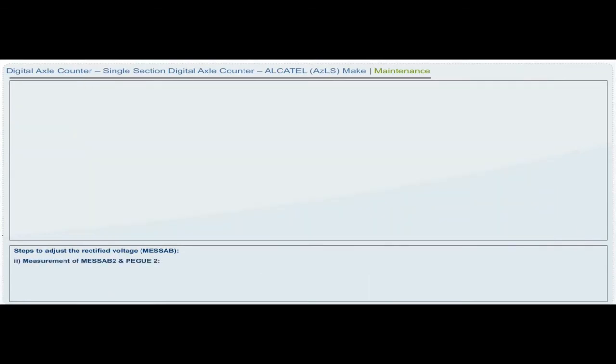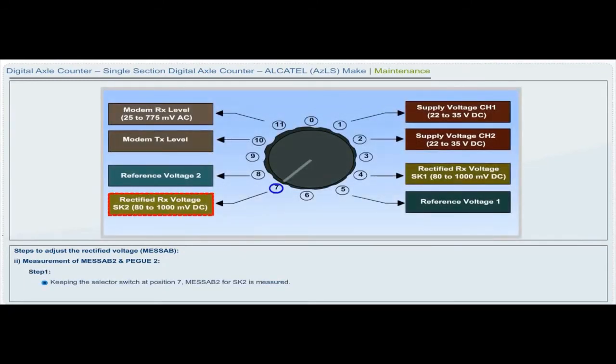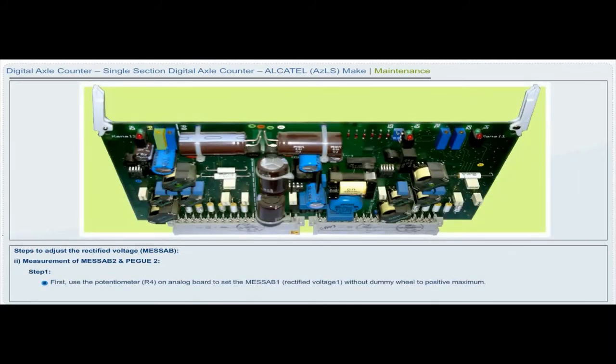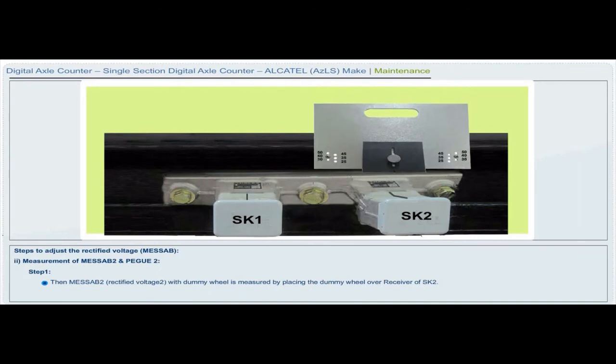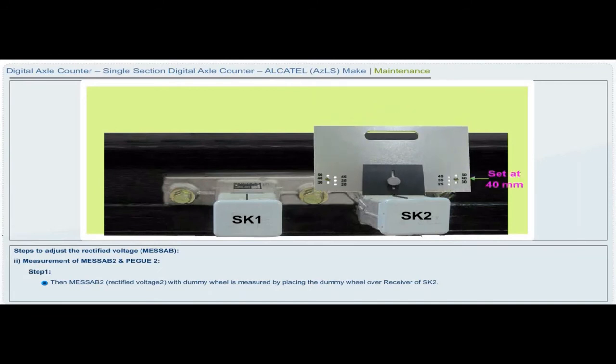Measurement of MESAB2 and PEG2. Step 1. Keeping the selector switch at position 7, MESAB2 for SK2 is measured. First, use the potentiometer, that is R4 on the analog board, to set the MESAB2, that is rectified voltage 2 without dummy wheel, to positive maximum. Then MESAB2, that is rectified voltage 2 with dummy wheel, is measured by placing the dummy wheel over the receiver of SK2.